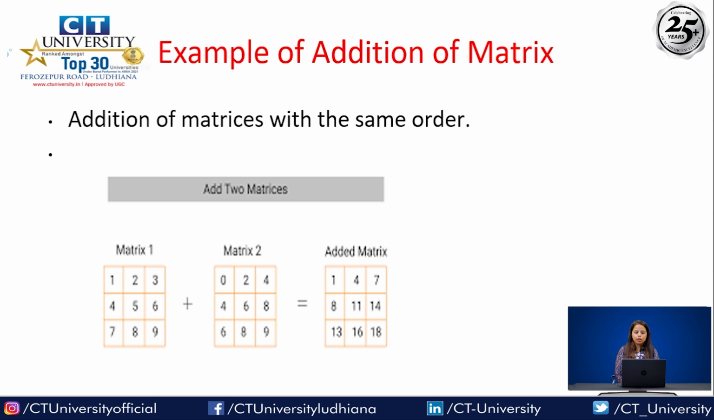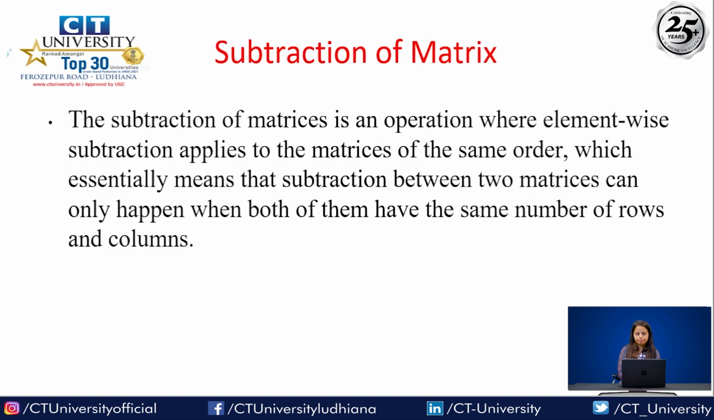Then add two matrices. The first matrix is 1, 2, 3, 4, 5, 6. This is your matrix number 1 and this is your matrix number 2. You can add these two matrices. After addition, you have to add the first element of the first matrix with the first element of the second matrix, meaning 1 plus 0 is 1, 2 plus 2 is 4, 3 plus 4 is 7. Just like that, you can add two matrices, and this is the example of addition of matrices.